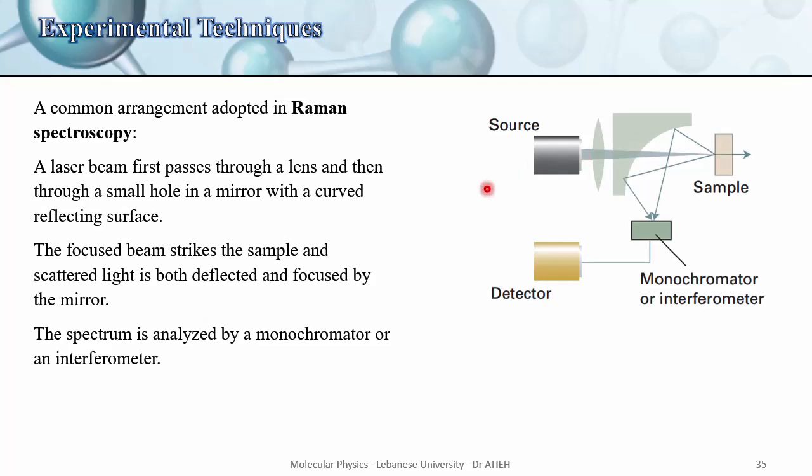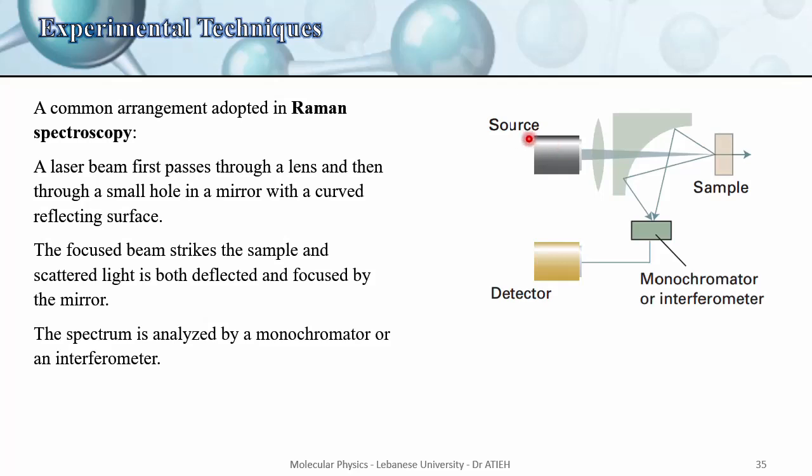In Raman spectroscopy, the source is usually monochromatic light. It is a laser light with a single frequency. Emitted photons are directed towards the molecule, so when they hit the molecule, they are scattered. The scattered photons now have different frequencies in comparison with the incident frequency, and these frequencies are detected and the Raman spectrum is obtained. Let's look at this arrangement for Raman spectroscopy.